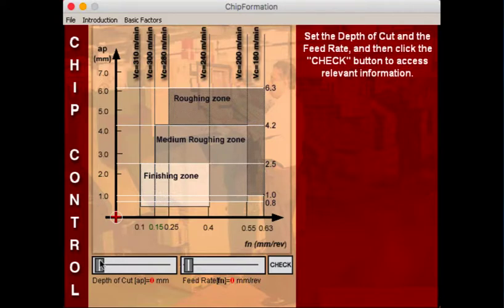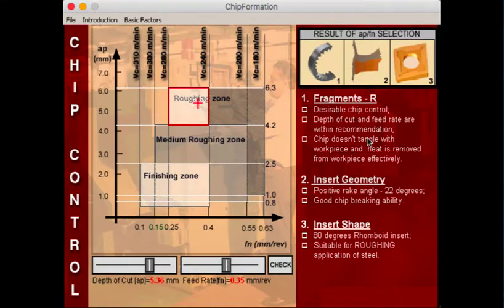So if I manipulate these two parameters, and as you see, as I manipulate two parameters, there is a cursor that moves along X and Y. And if I enter this zone called roughing zone, I get some information presented on the screen for me, and then I can use that information in the context of my learning activity.